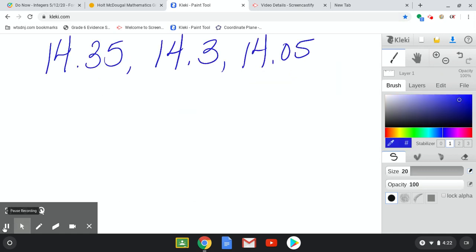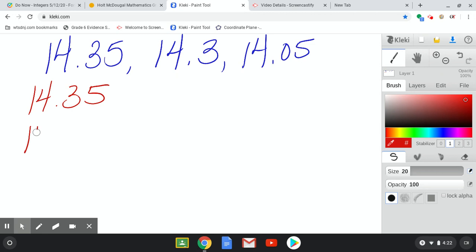Now let's say we wanted to compare decimals by putting them in order from least to greatest or greatest to least. Here I have a couple of decimals. If you remember in class, what I told you to do was to line them up vertically by decimal. So I'm going to put my 14.35, my 14.3, and then my 14.05. And then this is where it's a little bit easier to compare your decimals.